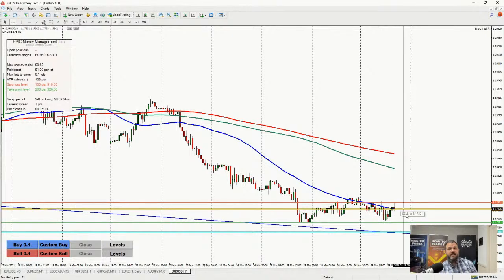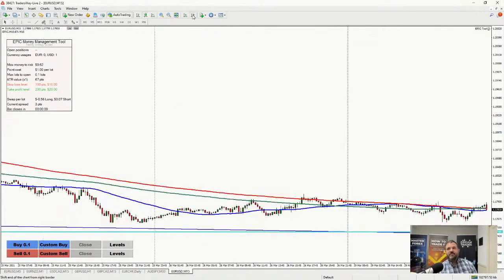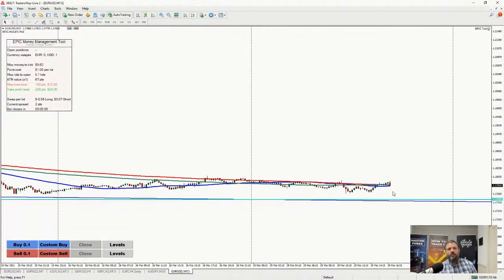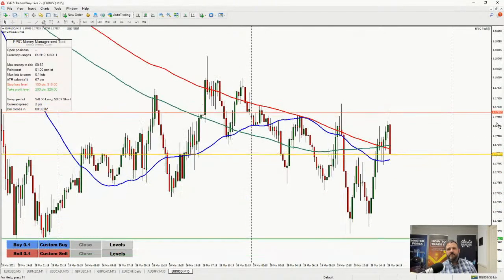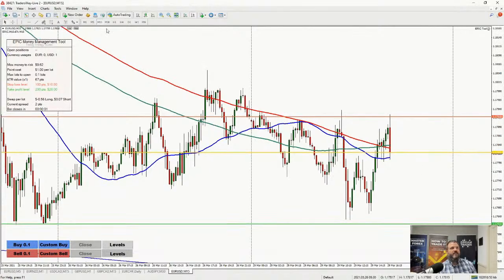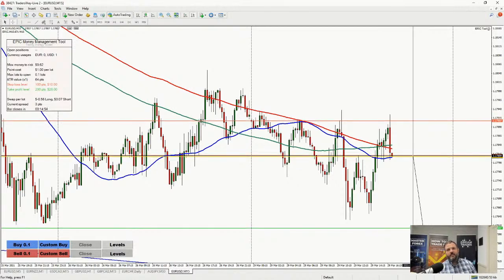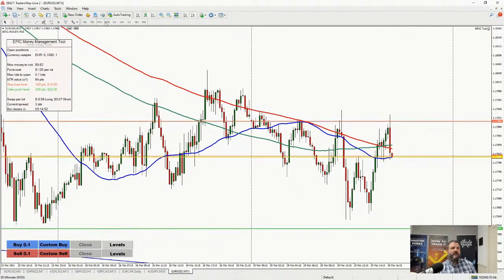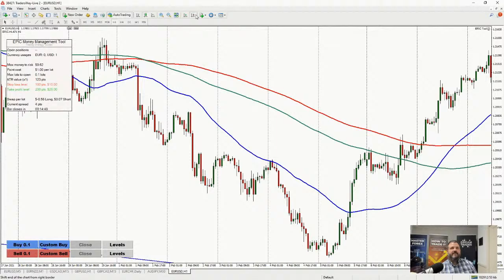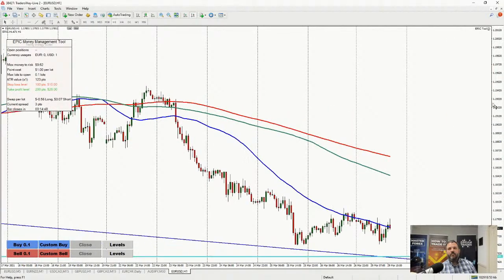So if the market's going to say, okay, during this particular session, we're going here. Well, that's where we're going. And, you know, I want to trade what the session's telling me. So right here, I have a stop loss of 10 pips and a take profit of 20 pips. So that's what I'm looking at right now.